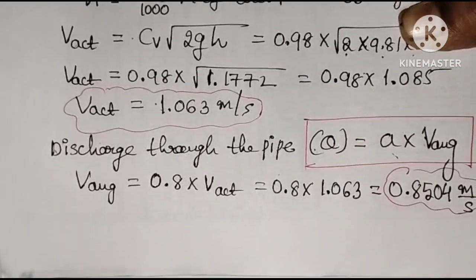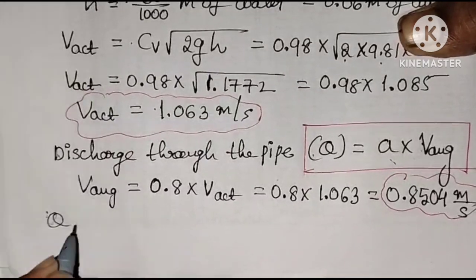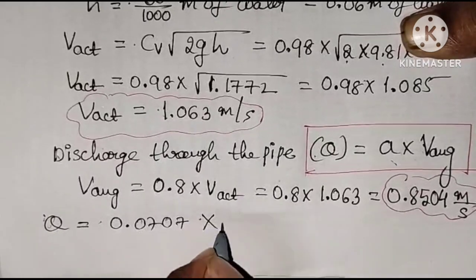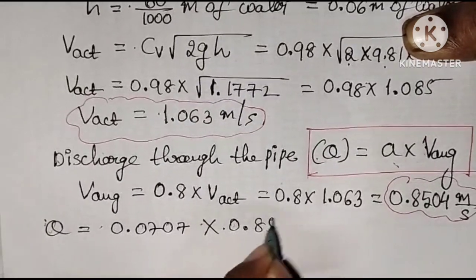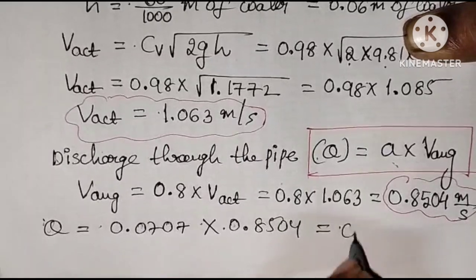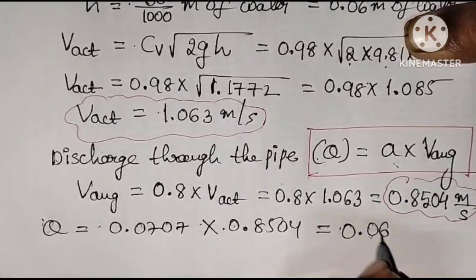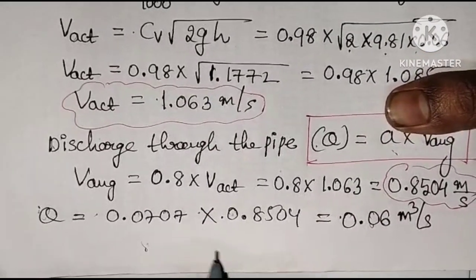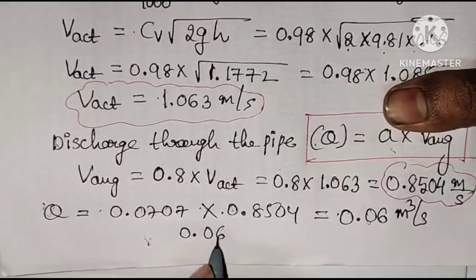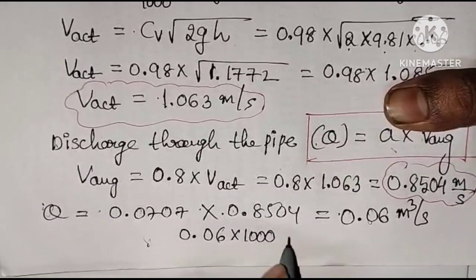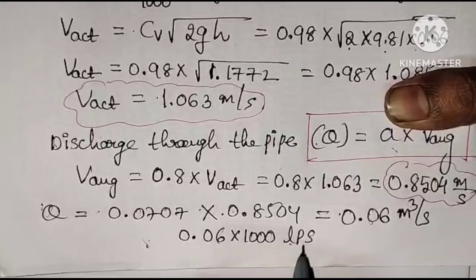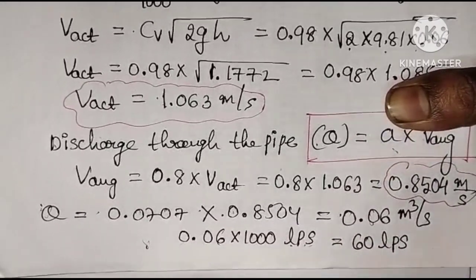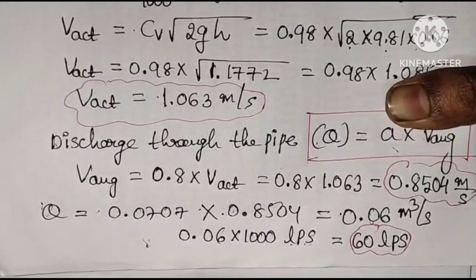Now let us find the discharge. Discharge through the pipe, Q, is equal to area 0.0707 meter square into 0.8504. If you multiply, you will get around 0.06 meter cube per second. If you want it in liters per second, multiply 0.06 by 1000 to get LPS, which is 60 liters per second. Therefore, the discharge through the pipe is 60 liters per second. This is the final answer.